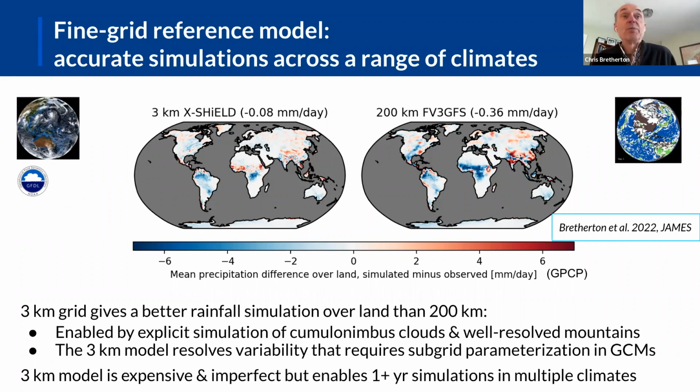The reason that this works so much better is that the fine grid model is explicitly simulating cumulonimbus clouds, which the coarse grid model has to parameterize with its cumulus parameterization. And the topography of the Earth is much better resolved at 3 kilometers than 200 kilometers. In addition, it resolves other variability, like in clouds, that requires subgrid parameterization in GCMs. So not only is it more accurate, but it's more accurate for a reason, which is that it actually is a fundamentally better simulation with fundamentally less assumptions needed about how the atmosphere behaves, because there's less subgrid variability that we have to represent by parameterization. We can't run the 3 kilometer model forever, but we can do simulations of a couple of years with it, including in multiple climates.